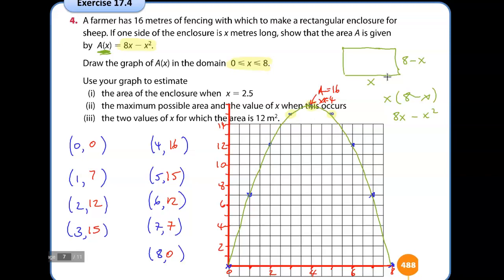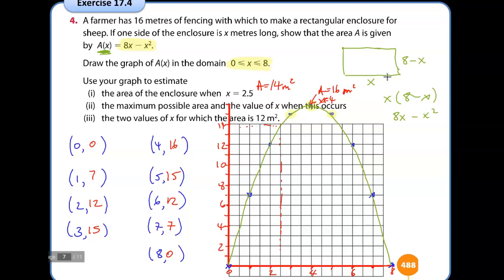The area of the enclosure when x is 2.5, so there's 2, there's 3, so 2.5 is along this point here. So what we're going to get is a value of, well, it's about 14. It may be just below 14. It depends on how you draw your graph. Two people might have slightly different graphs, okay? But the area is going to be approximately 14 or maybe 13.8, you could probably put as well. Now this is meters, so you should always make sure you put your units in there just to make sure that you don't end up losing marks. So meters squared.